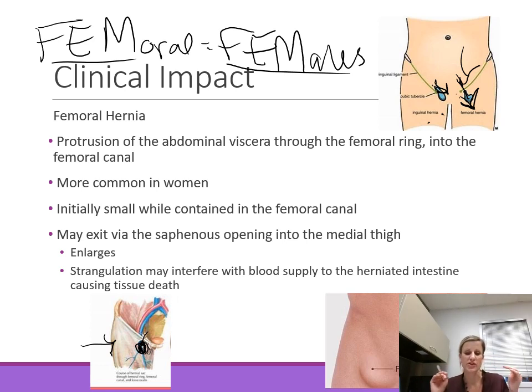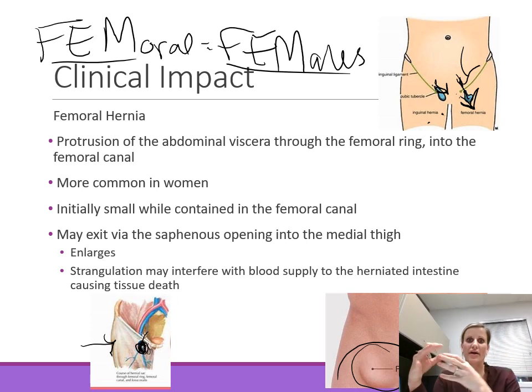If part of the intestines are escaping out through the femoral canal, they're going to be going out towards the leg, more inferior and more lateral, which you see right here. This is a femoral hernia. And the inguinal ligament would be like right here. So you can see it's inferior and lateral to that.